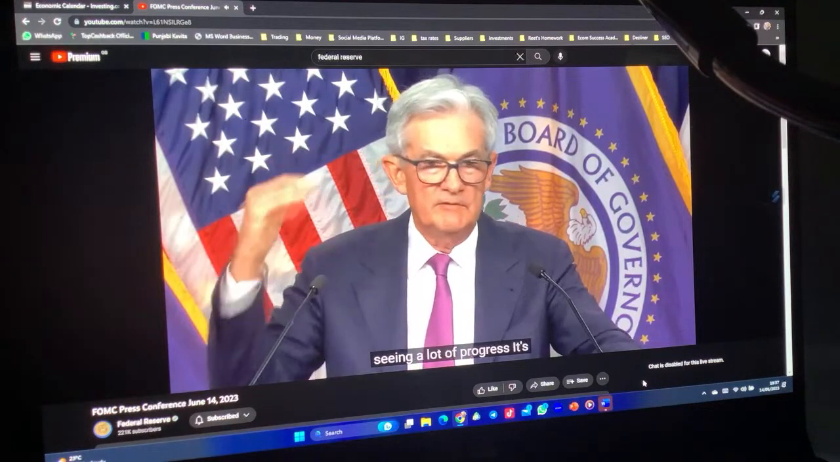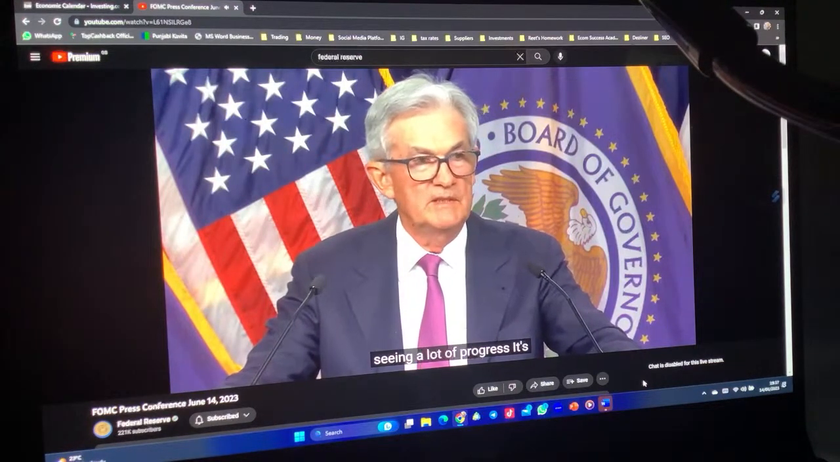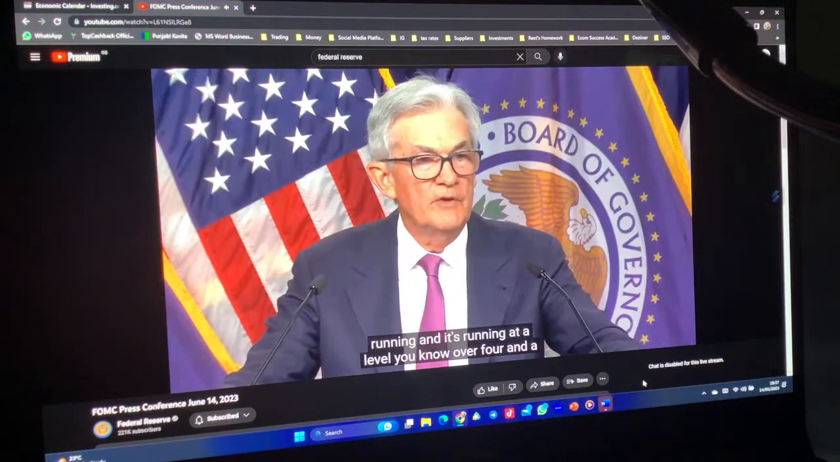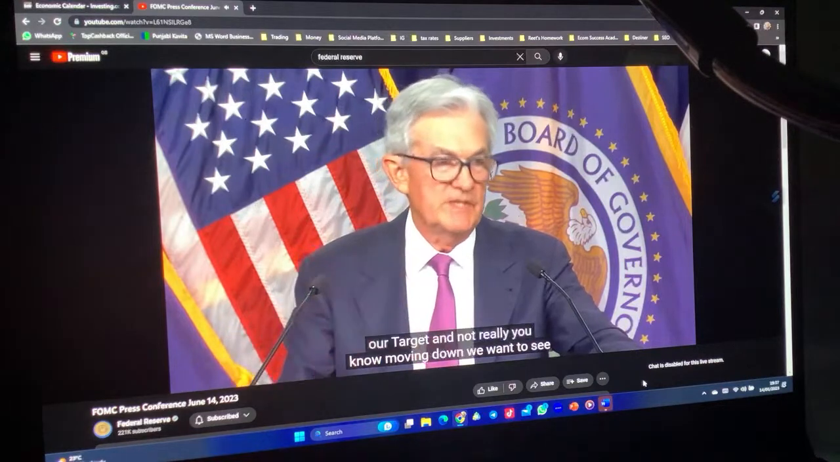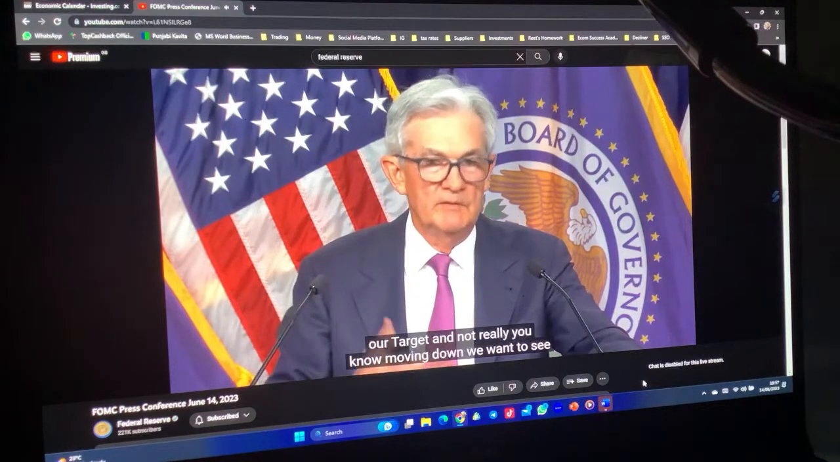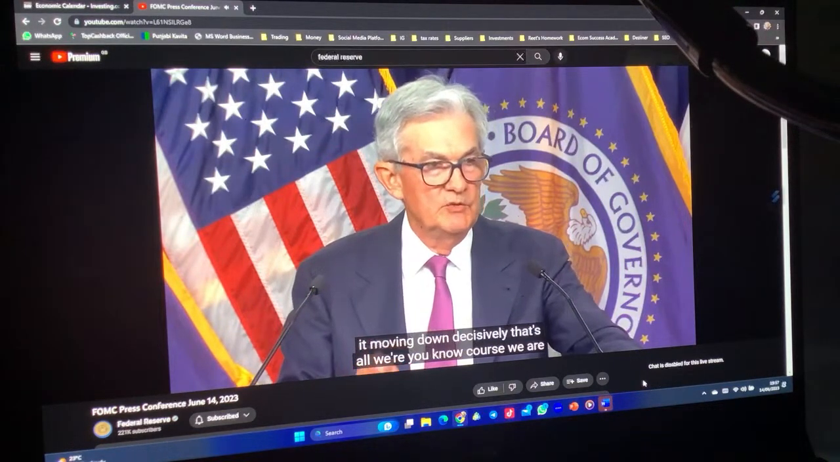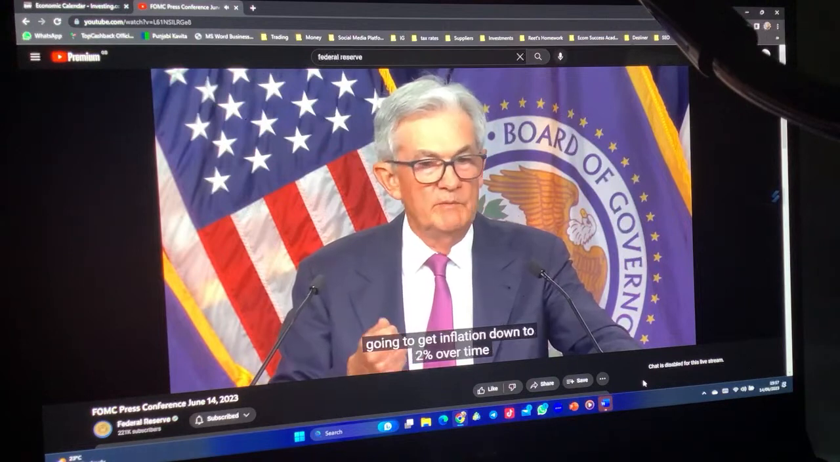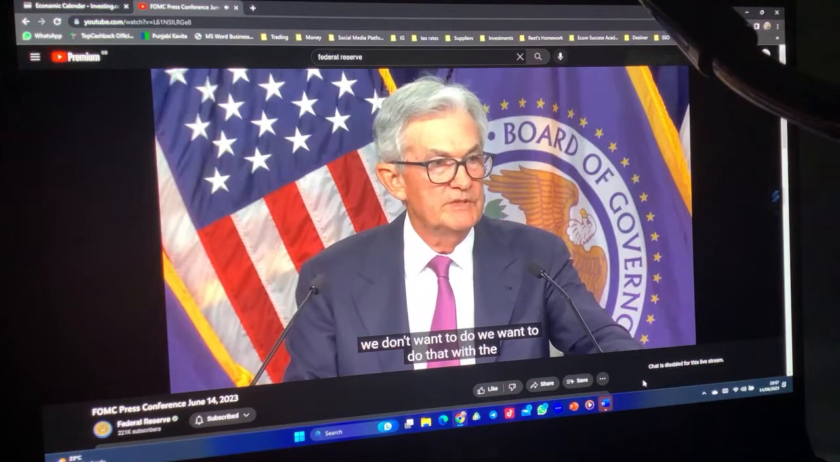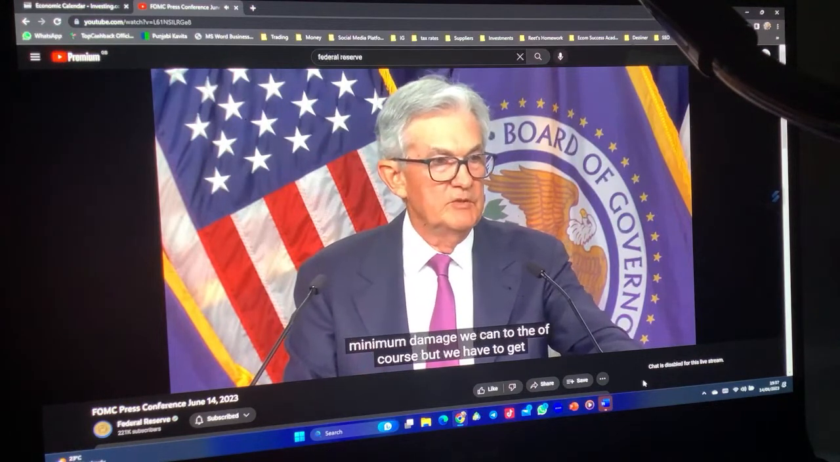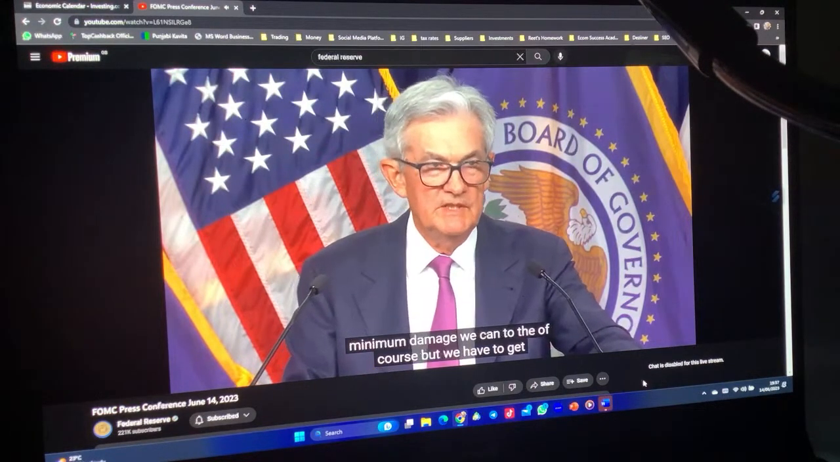It's running at a level far above our target, 4.5%, so we're not going to sleep, really. We want to see it moving down decisively. Of course, we're going to get inflation down to 2% over time, and we really want to do that with the minimum damage we can to the economy, of course. But we have to get inflation down to 2%, and we just don't see that yet.